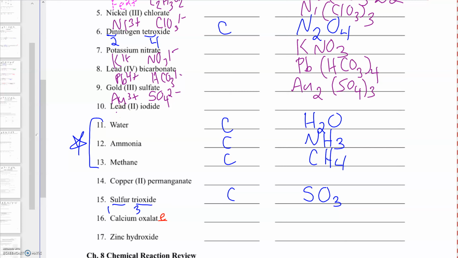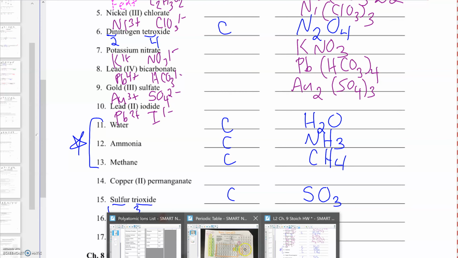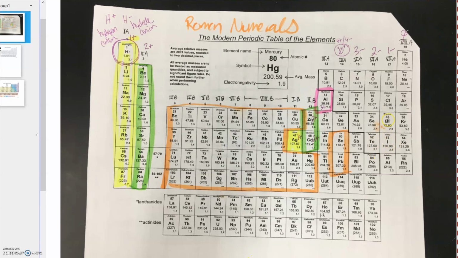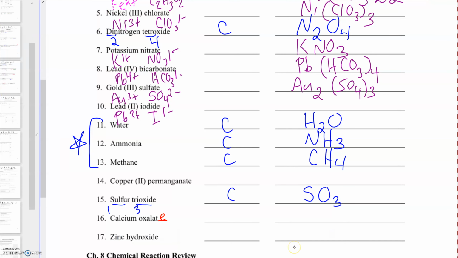Now I've got lead 2 iodide, so Pb2+. Iodide's a 1-. How did I know that? Well, go back to your periodic table. Here's iodine. It's in that column 17. It's always a 1-. So crisscross, iodide's charge is 1-. That means I need 1 lead. Lead's charge is 3. That means I need 3 iodine. I'm getting the positive and the negative charges to cancel.